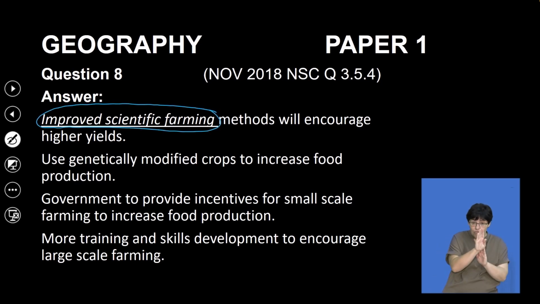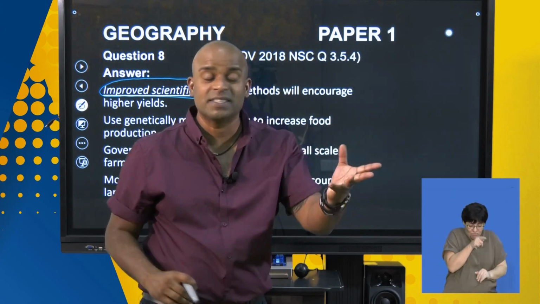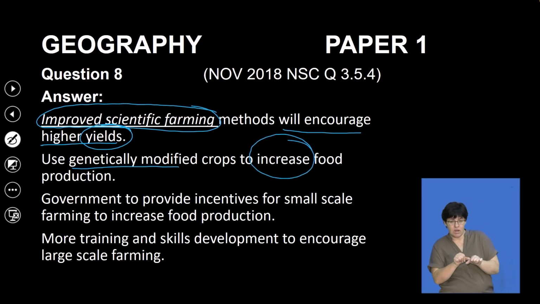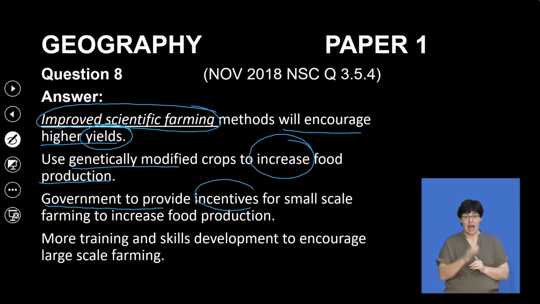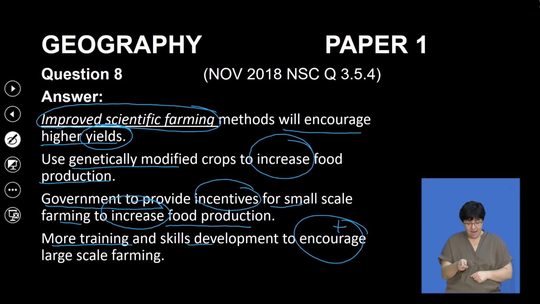Improving scientific farming methods. I'm not just saying scientific farming methods. Improving scientific farming methods would then qualify to encourage higher yields. Using genetically modified crops to increase food production. Government to provide incentives for small-scale farming to, yes, increase food production. More training and skills development to encourage, and remember, this is a positive.